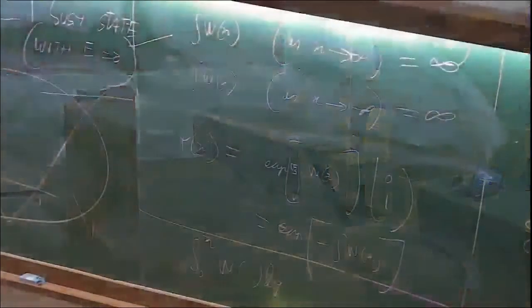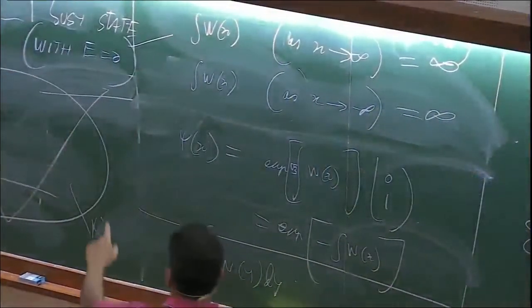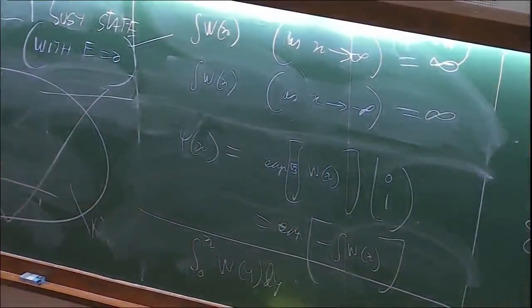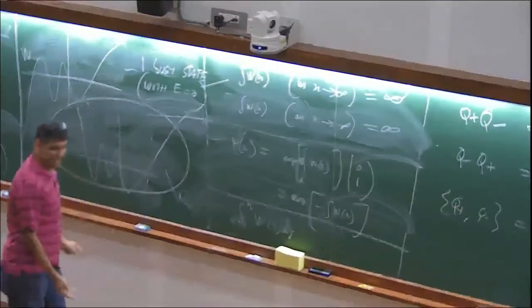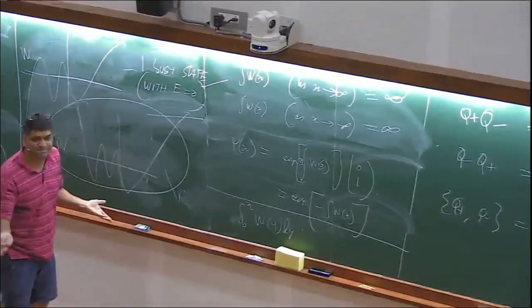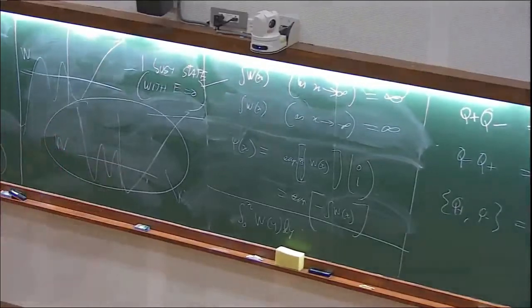These two are not both square integrable. That's why, in this case, we have exactly one supersymmetric state. If both were, we would have had 2. In this case, we have 0. Is this clear?